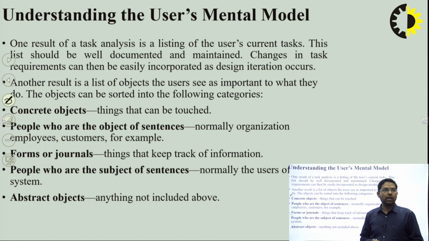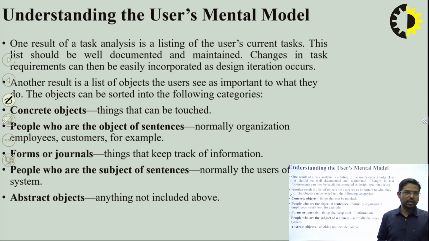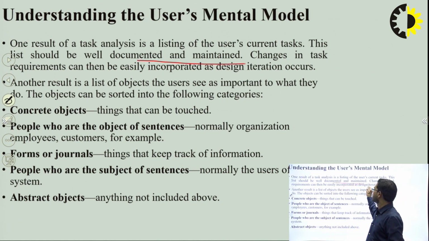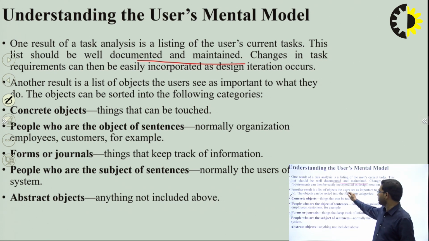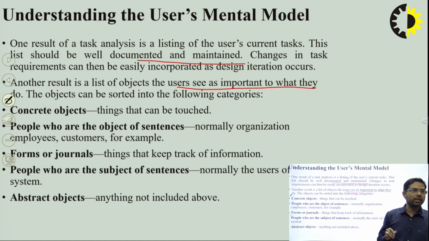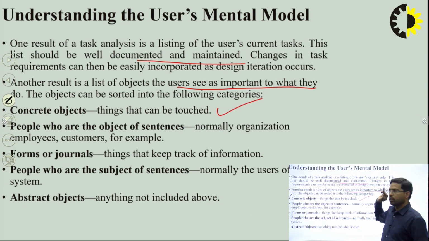So if we use task analysis, it lists the user's current tasks. This list should be well documented and maintained. Changes in task requirements can be easily incorporated as design iteration occurs. If we talk about any software prototyping model, there are so many models where we have to use iteration. Another result is a list of objects the user sees as important to what they do. The objects can be sorted into the following categories. First is concrete objects, things that can be touched.